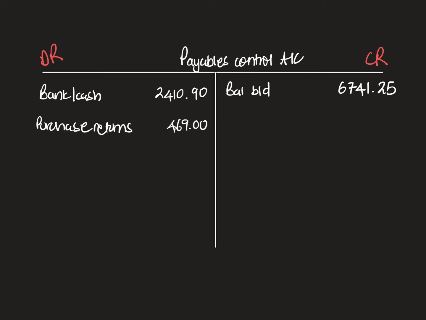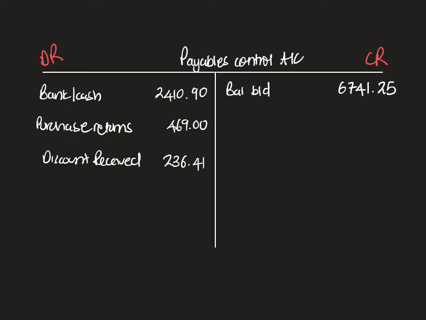Next up, we've got discounts received. Again, discounts received reduce the balance that's due to suppliers. This is a prompt payment discount that has been offered because we would have paid within a certain time frame. So again, the discount received is going to be on the debit side, amounting to $236.41.